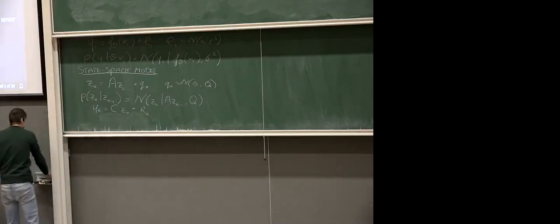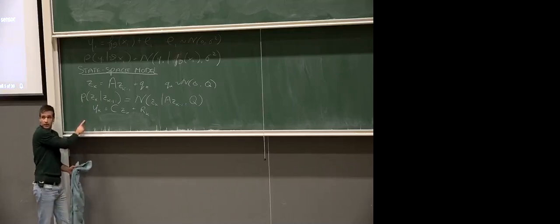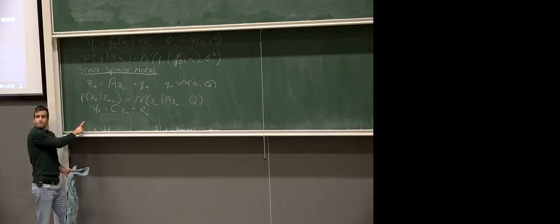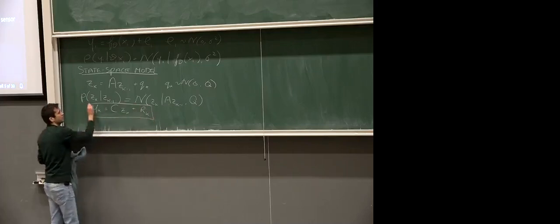So I'm going to ask the same question again. So what will be here? What kind of distribution are we looking at here? What are the random variables in this particular equation? Also known as the measurement model.